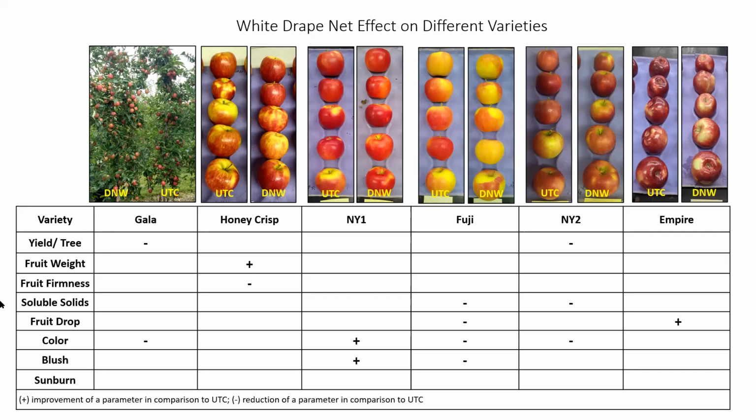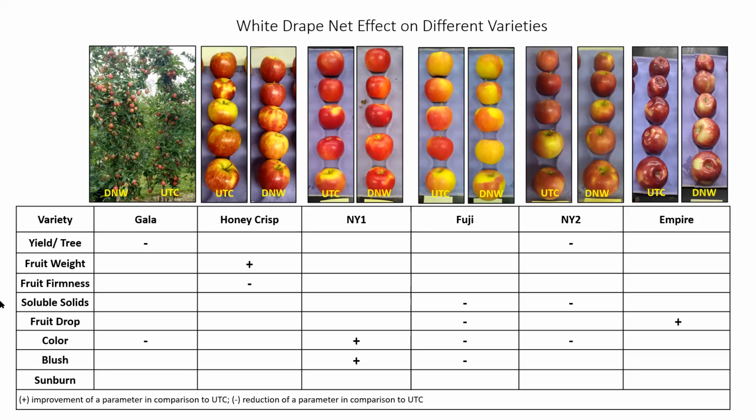Additionally, nets have an effect on yield and can change the canopy microclimate, which consequently may affect the return bloom, which is of high importance for alternate-bearing cultivars such as Honeycrisp.